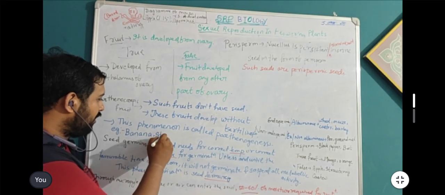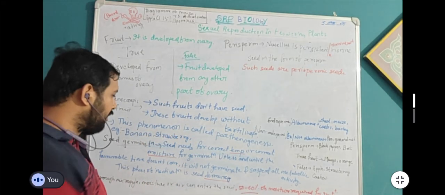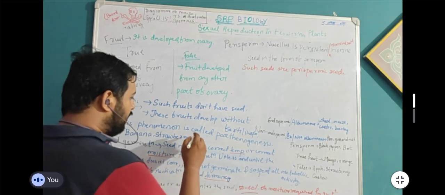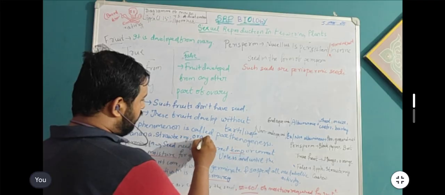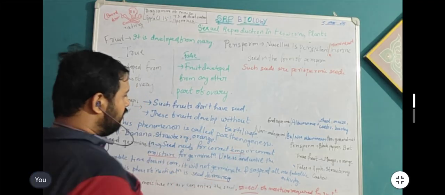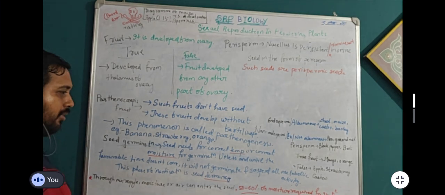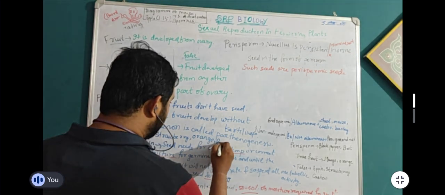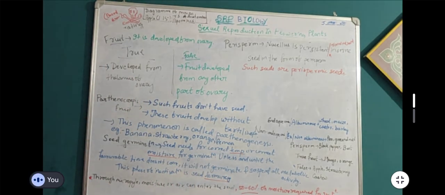Strawberry. Nowadays, by artificial methods, many parthenocarpic seedless fruits can be found. In orange also, nowadays some oranges are found in the market which have no seeds. Not only orange, lemon is also found having no seeds. Pear also you can get.